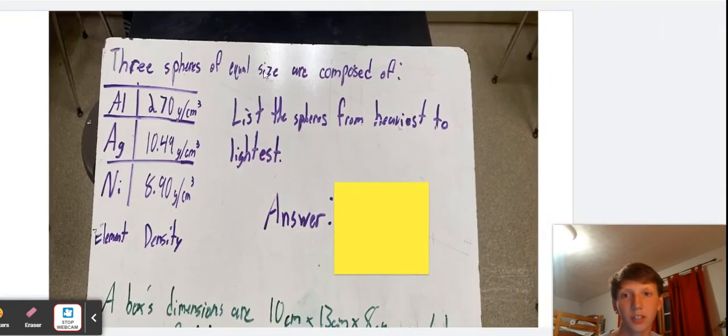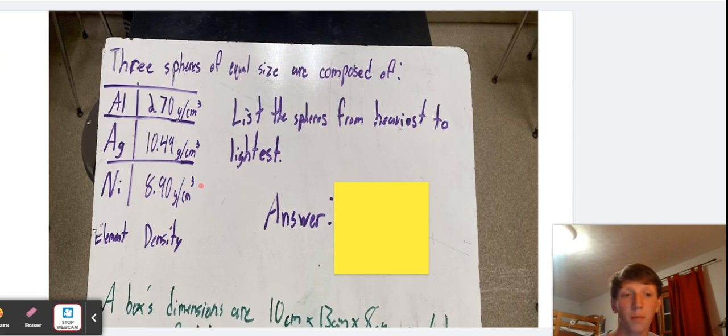Now, the next question is a little more conceptual. We have 3 spheres of equal size, made up of 3 different elements. The first sphere is made of aluminum, which has a density of 2.7 grams per centimeter cubed. Our next element is silver, which has 10.49 grams per centimeter cubed. And our final one is nickel, which has 8.9 grams per centimeter cubed. The problem is asking us to list them from heaviest to lightest.